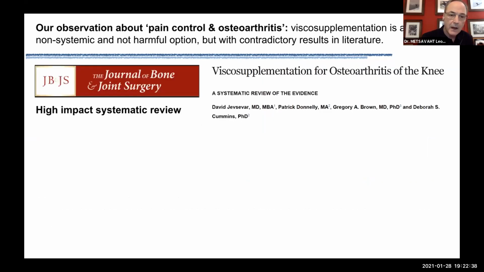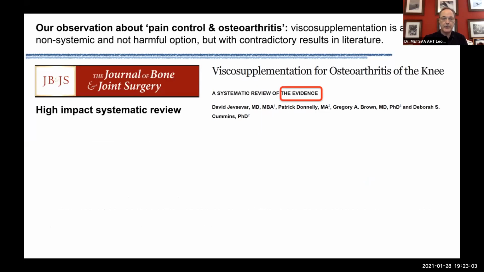A few years ago, we observed a paper at the JBJS called Visco-Supplementation for Osteoarthritis of the Knee: A Systematic Review of the Evidence. That's a very strong word to put in a scientific paper title.